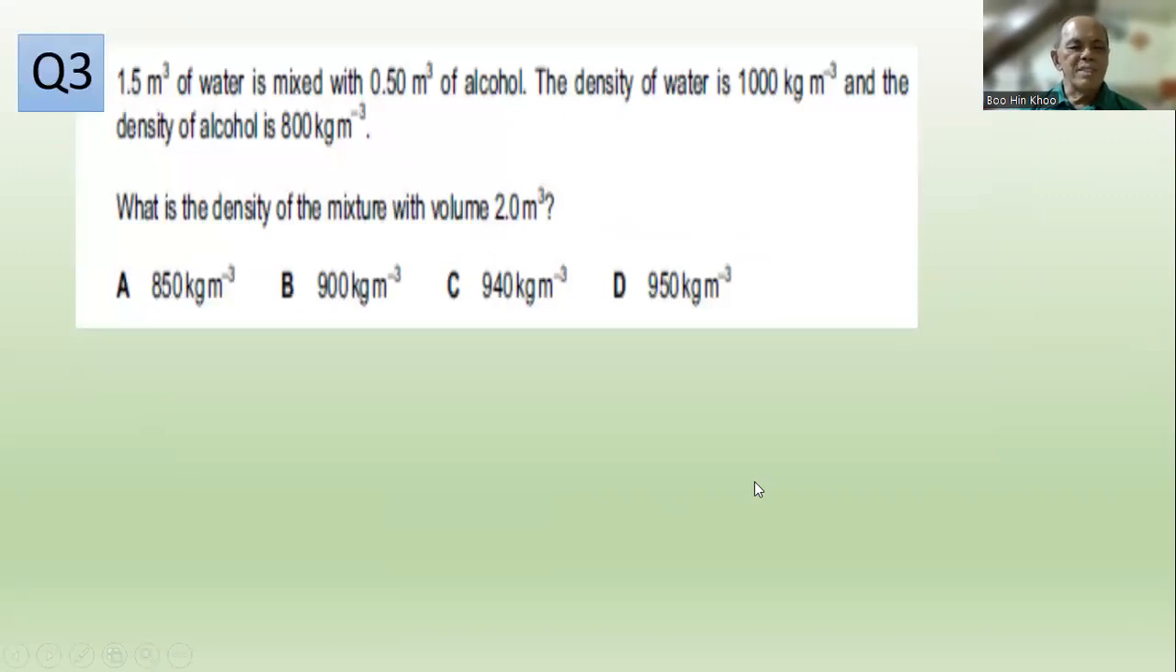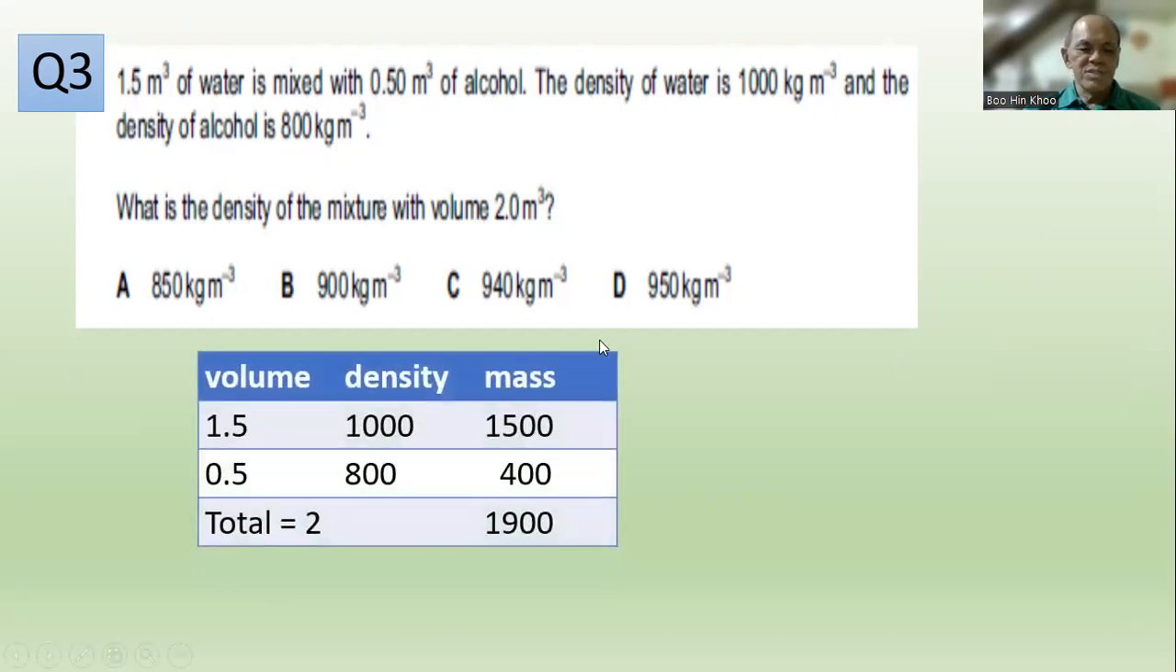1 meter cube of water is mixed with 0.5 meter cube of alcohol. Density of water is 1000 kilogram meter minus 3, and density of alcohol is 800 kilogram meter minus 3. What's the density of the mixture? We just need to calculate the total volume and total mass of each, add them up. Total mass divided by total volume is the density of the mixture. Usually drawing a table is easier.